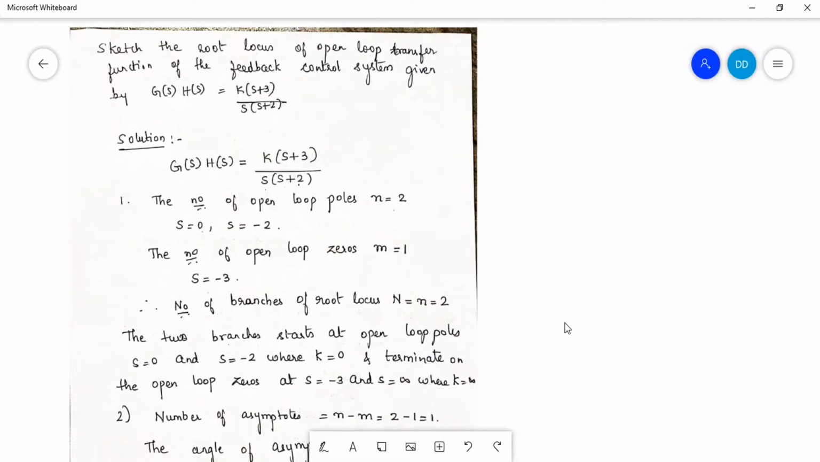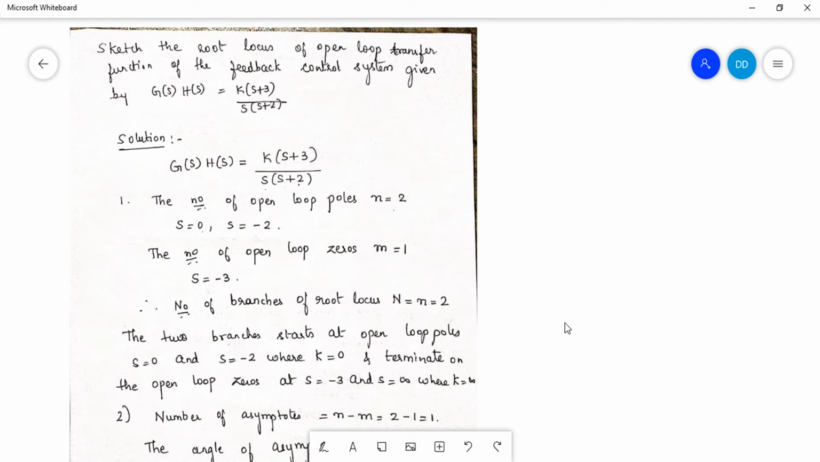So the next example on root locus is: sketch the root locus of the open loop transfer function of the feedback control system given by G(s)H(s) = K(s + 3) / (s(s + 2)). The first thing we have to do is identify the number of open loop poles and the number of open loop zeros.